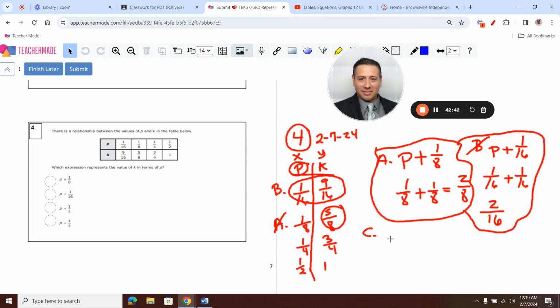Letter C. P plus 1/2. Okay, so it's going to be this one for letter C because the half is there. So who's P? Half. And what's a half and a half? A whole. And there it is. So letter C is the answer.